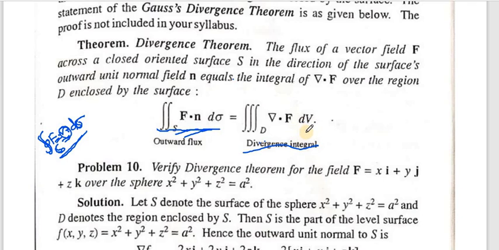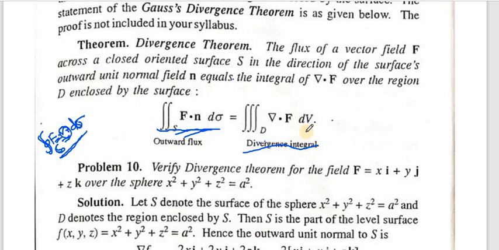Okay, now we have to notice that we have studied three important theorems in this chapter. The first one is Green's theorem. In Green's theorem we are connecting a line integral across a closed curve C with the two-dimensional region bounded by the curve C. In Stokes' theorem, we are connecting a line integral and a surface integral.